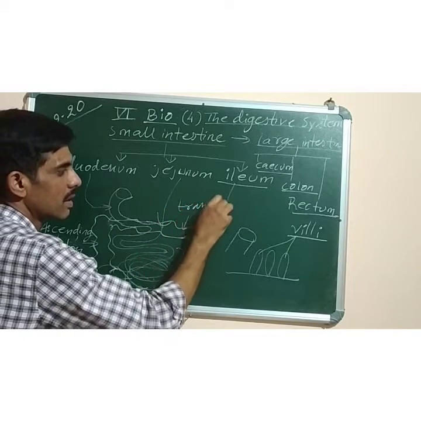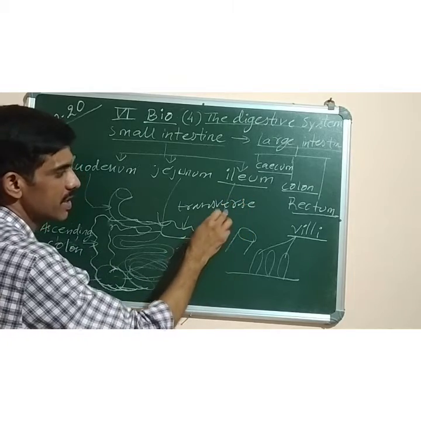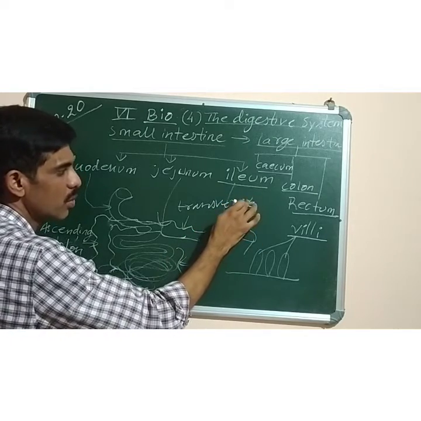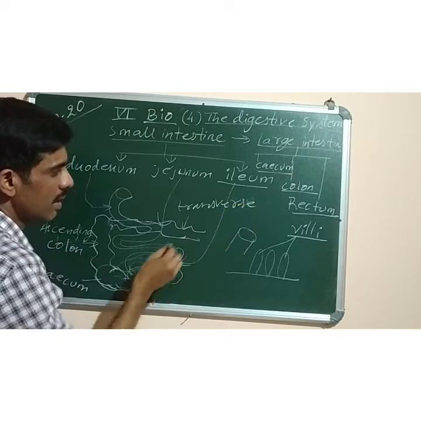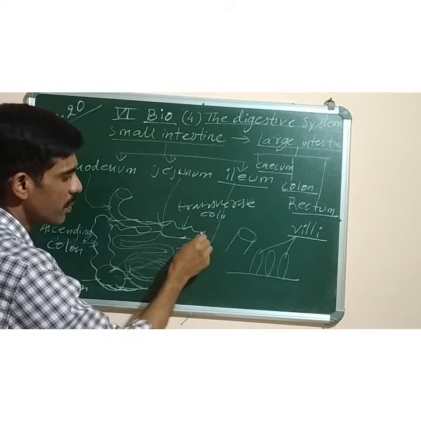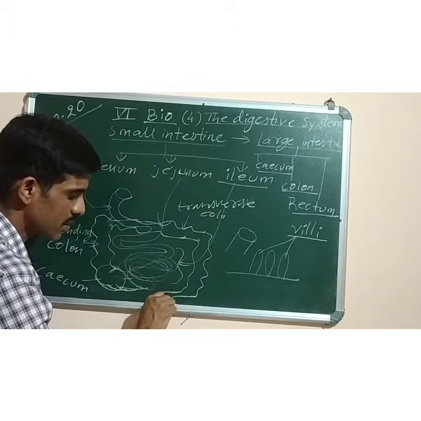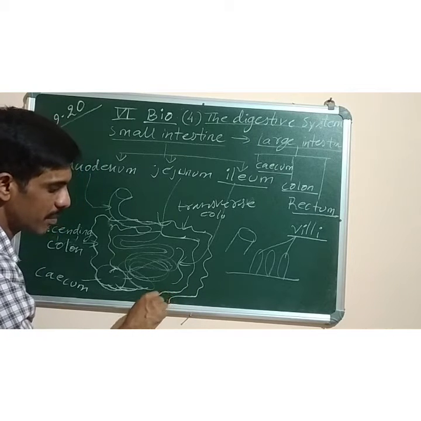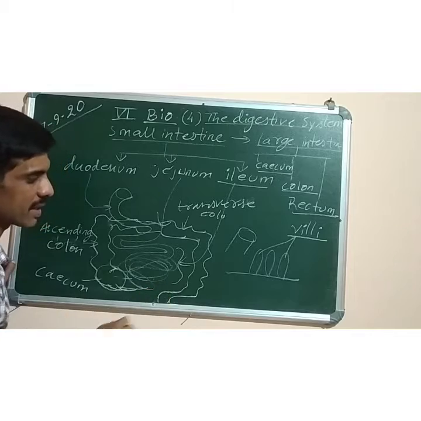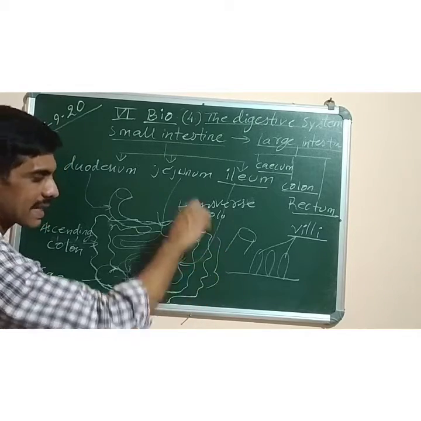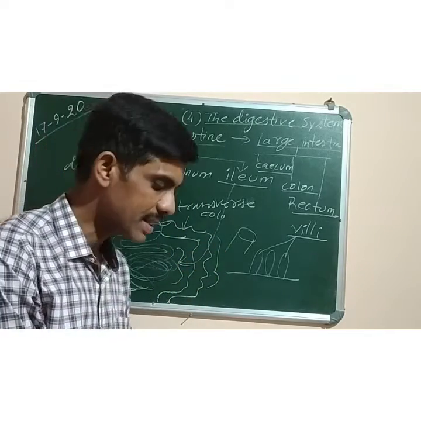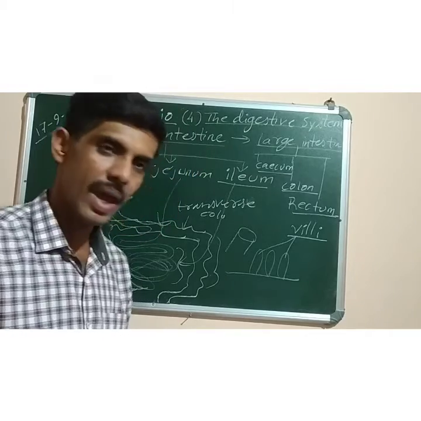Transverse, T-R-A-N-S-V-E-R-S-E, transverse colon. Okay. And the one which ends here, that part before, is called the rectum. This one is called the rectum before the anus. The last part is called the anus. So this part is known as the descending limb or the descending colon, C-O-L-O-N.